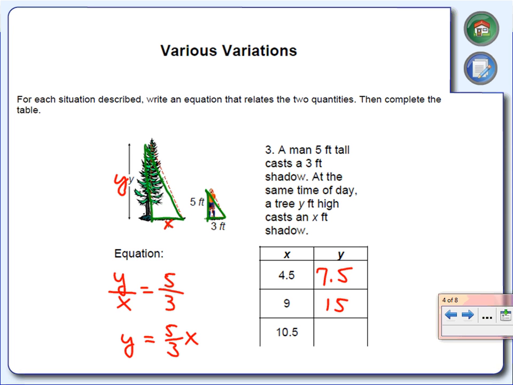Let's do one more here. 10.5. What if the shadow was 10.5 feet? How tall is the tree? Use your equation again. 17.5. So if you look closely there, it makes a little sense there. If you have a real long shadow, the tree's going to be pretty tall. If it's a short shadow, it's probably not that tall.